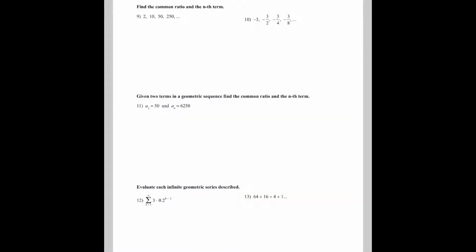Okay, question 9. We need to find the common ratio and the nth term given that these are geometric sequences. From 2 to 10, looks like we're multiplying by 5, 10 to 50 multiplying by 5. So the common ratio is 5. The nth term of a geometric sequence is first term times common ratio to the n minus 1. So the first term is 2, common ratio is 5, so 2 times 5 to the n minus 1.